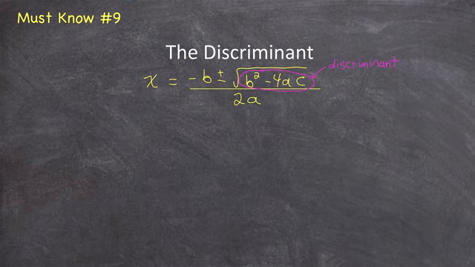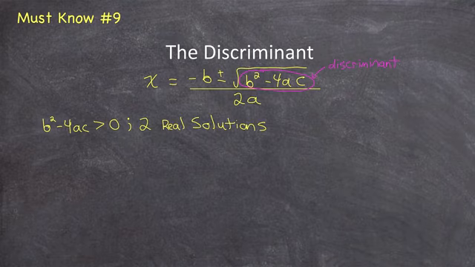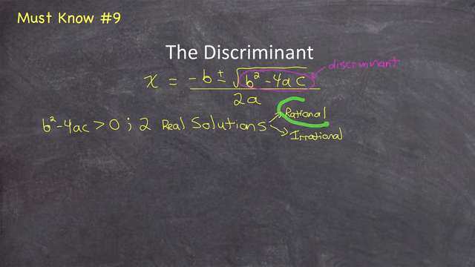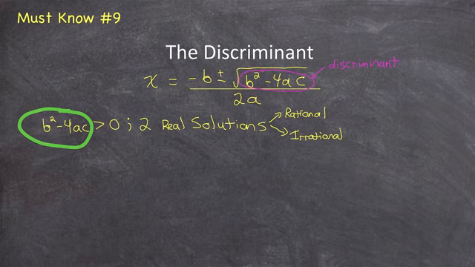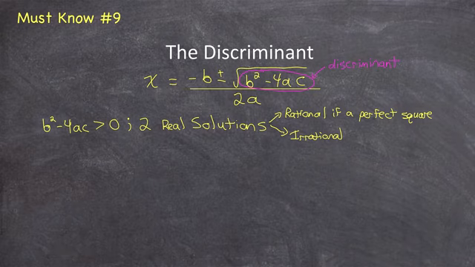If b squared minus 4ac is bigger than 0, you will get 2 real solutions to the quadratic. Those 2 real solutions could be rational or irrational numbers. They will be rational if the b squared minus 4ac value is a perfect square number. But if b squared minus 4ac is not a perfect square value, you'll get irrational solutions.